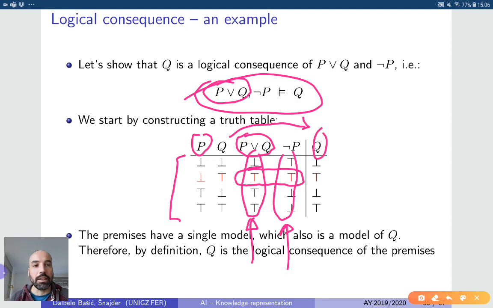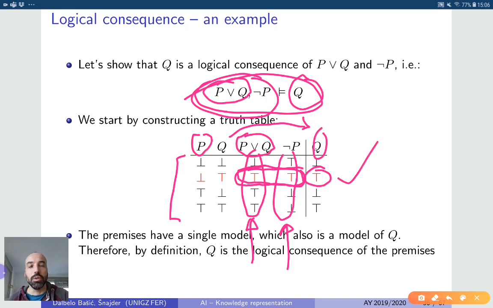And it is actually the case that the interpretation that makes these two formulas true is also making the Q formula true as well. So whichever interpretation is a model for the premises, the same interpretation is also a model for the Q formula. So yes, the Q formula here is a logical consequence of these two formulas. So this relation here actually holds.